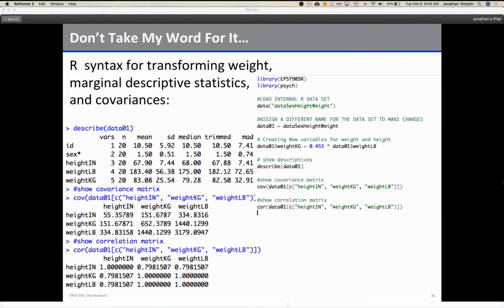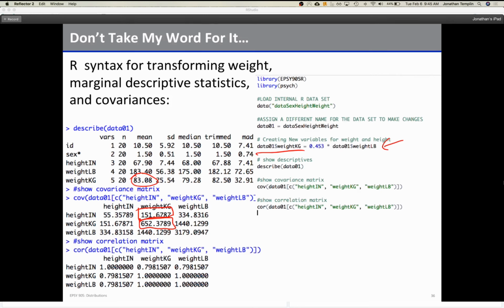But don't take my word for it. Here's where I did it in R. Here's my new variable, weight kilogram, right here, and I'm going to describe the variance here. The mean of the weight in kilograms is 83.08. If we choose the covariance matrix of weight kilograms, here's the variance of weight kilograms. And you'll see the covariance of it with height in inches is 151.6787.